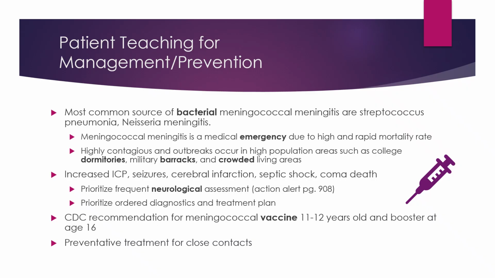We want to prioritize ordered diagnostics and treatment plan. The CDC recommendation for meningococcal vaccine is for children 11 to 12 years old, and they should receive a booster at age 16. And then we want to provide preventative treatment for those in close contact.